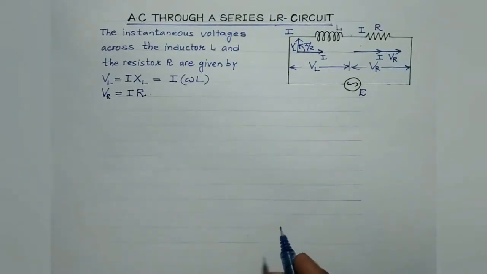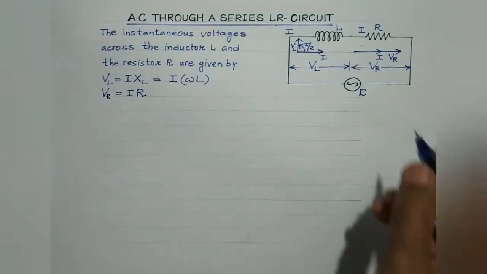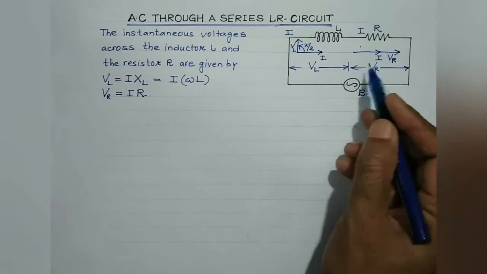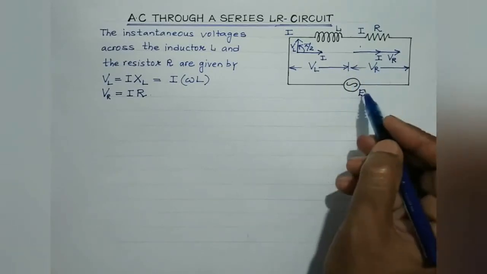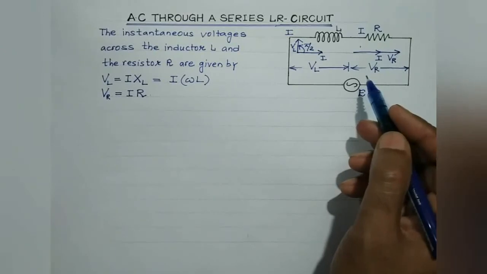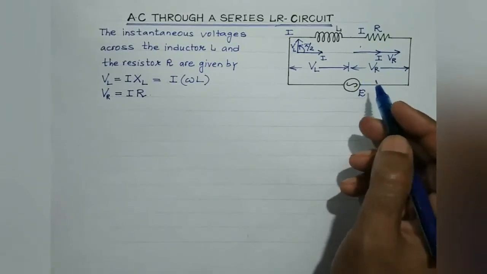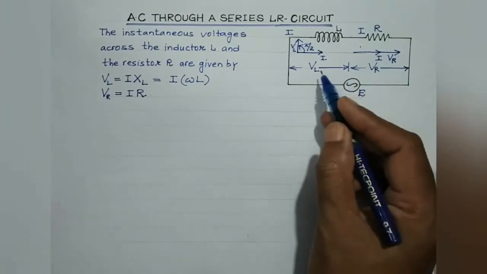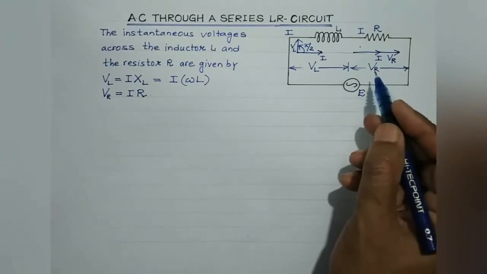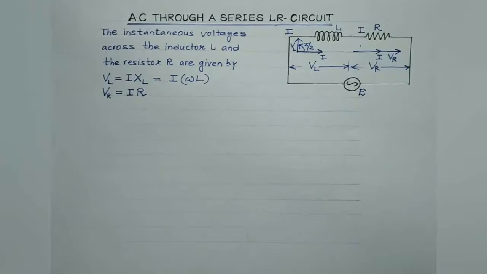Now let's draw the phasor diagram. E, the instantaneous applied EMF, is the vector resultant of VL and VR. These are all treated as phasors. They are all of sinusoidal nature. That is, their values are changing continuously. So E is the vector resultant of VL and VR. So we need to solve it by making use of the phasor diagram.